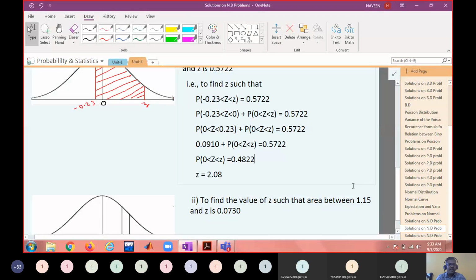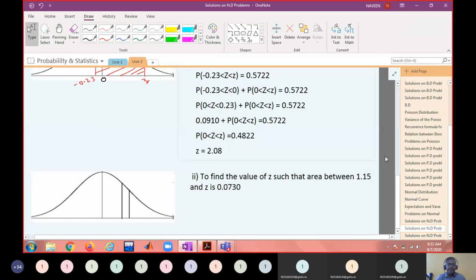So you all can see the question, right? Yes. So we have to find out the value of z, such that the area between 1.15 and z is 0.0730. Okay, so all of you be ready with your normal distribution table.